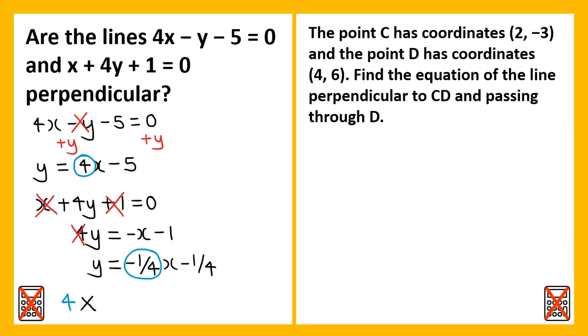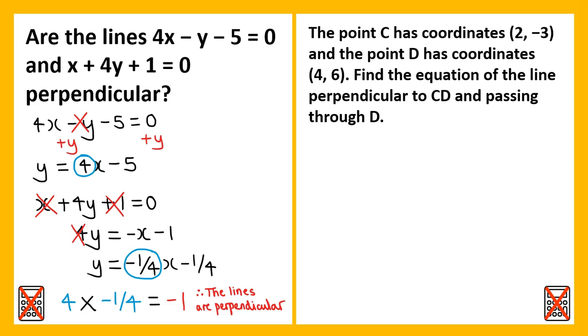We can see that these are negative reciprocals of each other, but to prove it to the examiner, we need to multiply them to give me a result of negative 4 over 4, which simplifies to give me negative 1. Therefore, the lines are perpendicular. On to the second question.